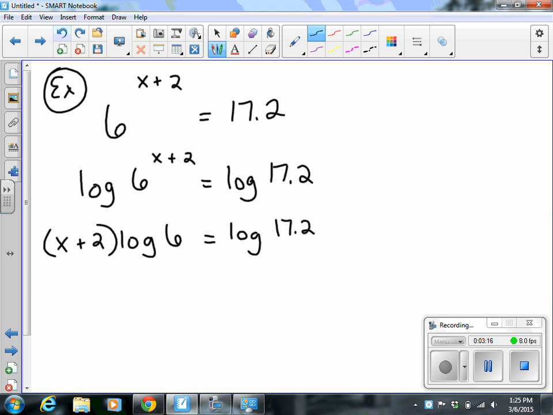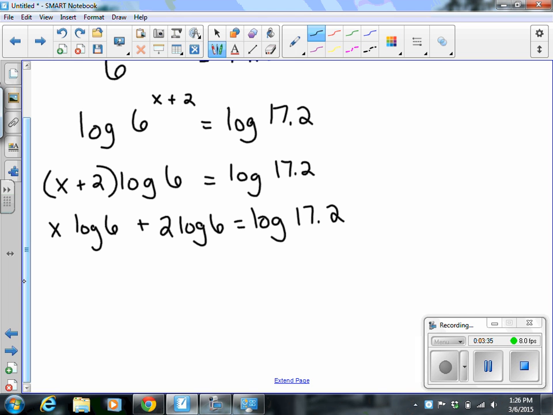We actually are going to split this. So what do I mean by splitting? What I mean by splitting is I'm going to have x log 6 plus 2 log 6 equals the log of 17.2. Now that that x plus 2 is split, I can go ahead and solve it algebraically. So I know that x log 6 has to equal the log of 17.2 minus 2 log 6. Okay, so to get x by itself, now I'm going to take all of that top part and divide it by log 6.